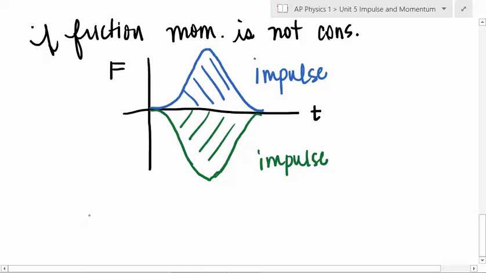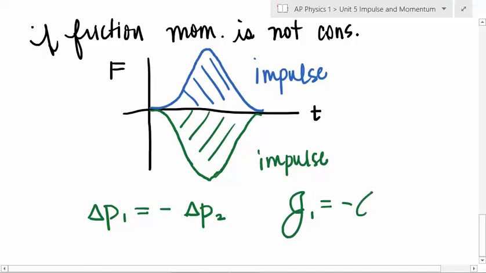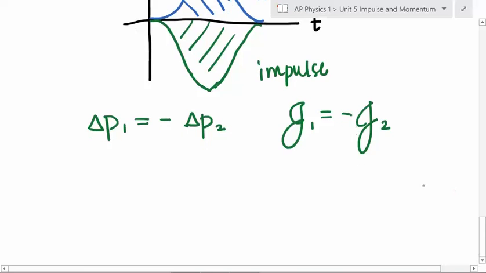And if the change in momentum of 1 is equal but opposite to the change in momentum of 2, then the impulse, and the symbol for impulse is a script J, is equal but opposite to the impulse for the other one. So this is just a fancy way to write impulse.